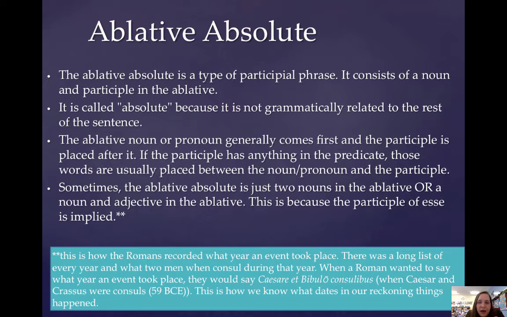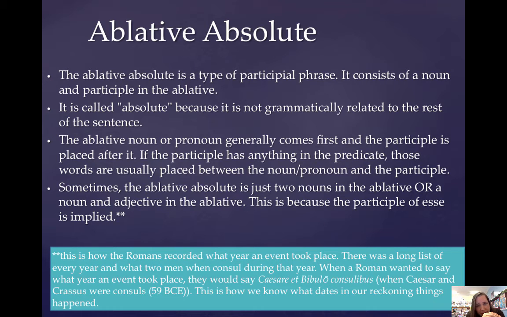The ablative noun or pronoun in an ablative absolute phrase generally comes first and the participle is placed after it. And in between the two is anything that could be in the predicate of the participle. Remember that in participial phrases, if it's an active participle, it can take a direct object. If it's passive, it can take an ablative of agent and any other things in its predicate that, for the most part, an indicative or subjunctive verb, a finite verb, can do, okay?